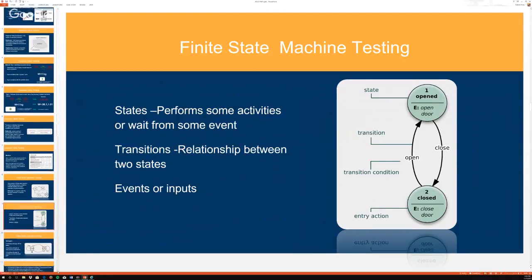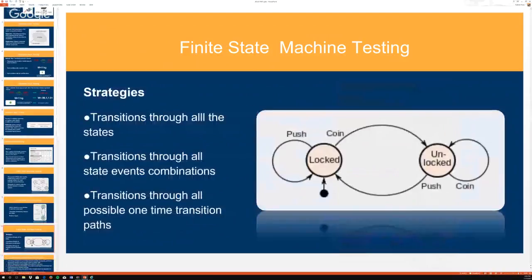Some of the strategies that we can follow are to see the transition through all the states, or maybe transition through all the state-event combinations, or maybe we can put a wrong event and see what happens with the system. So basically, those are the tests that I'm going to review. So thank you for your time.